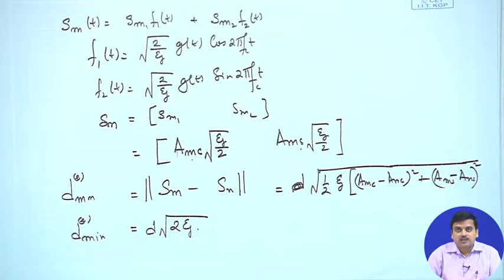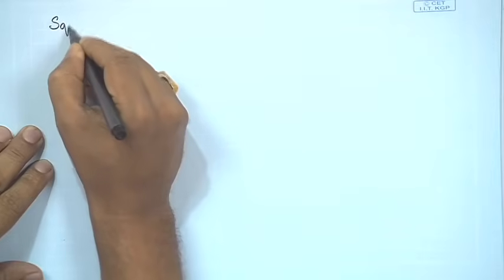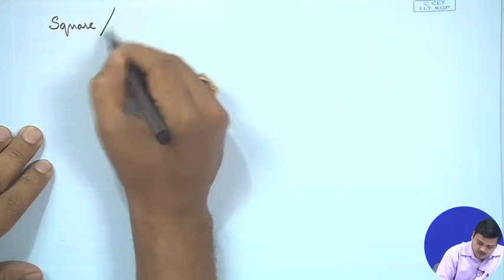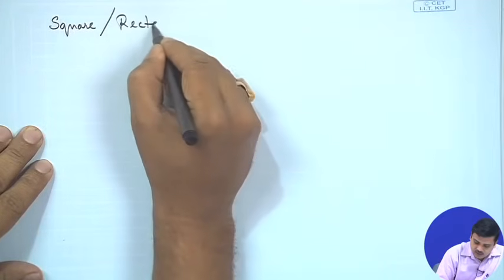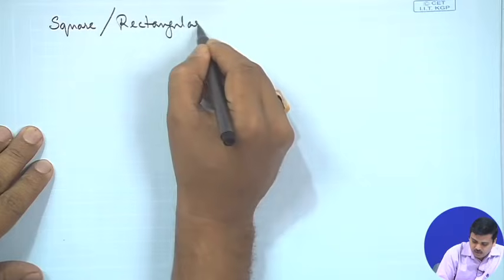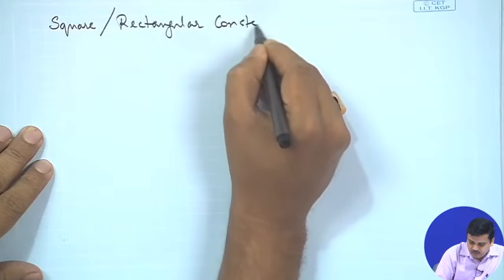Along with these kinds of constellations, there is another important way of representing the constellation, which is sometimes called the square or generally the rectangular constellation.